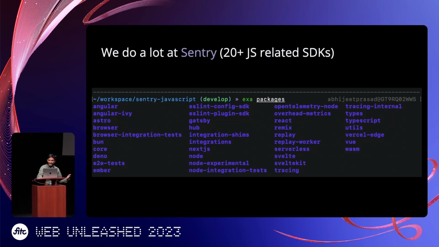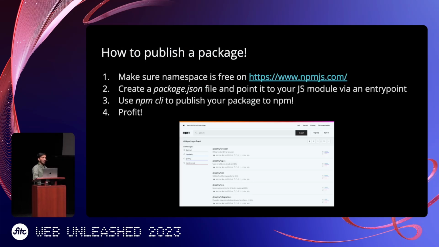Now, you might be thinking, hey, publishing a package should be pretty easy. And before I started maintaining the SDK, I thought so too, right? Maybe here's a quick guide. You pick a cool name, something that people will like. You have your collection of JavaScript files, your modules for the features that you build. You create a package.json, point it there, give it the name, use npm CLI to publish your package, and there, you're good to go.